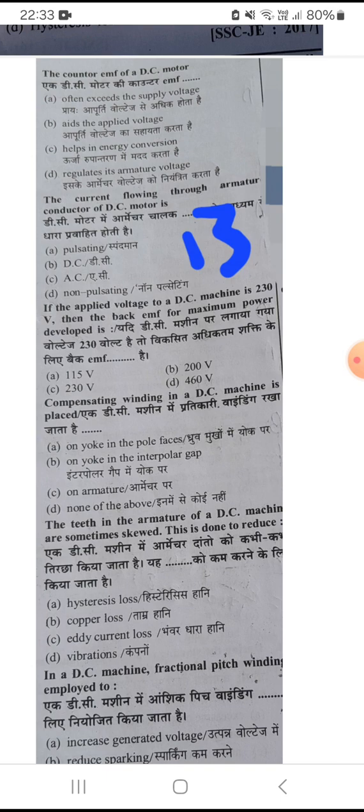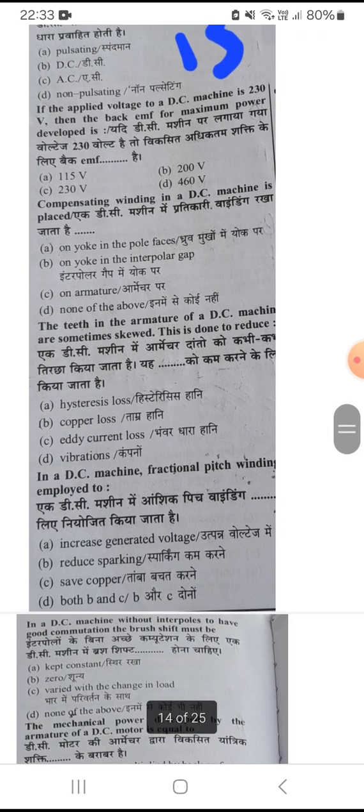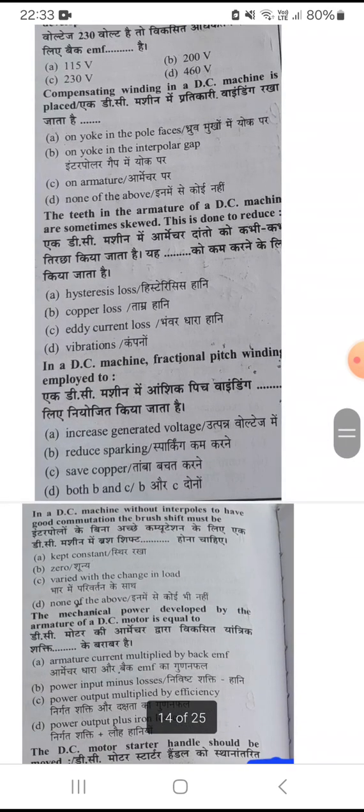Okay. Next, compensating winding in a DC machine is placed. Option A, on yoke in the pole faces. The teeth in the armature of a DC machine are sometimes skewed. This is done to reduce, that is the vibration. Option D is the right answer.